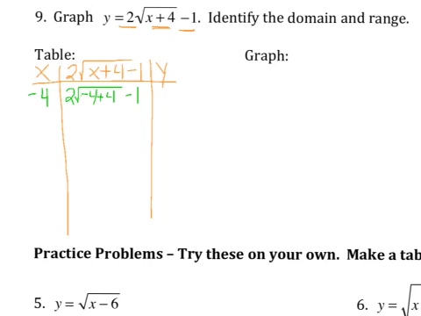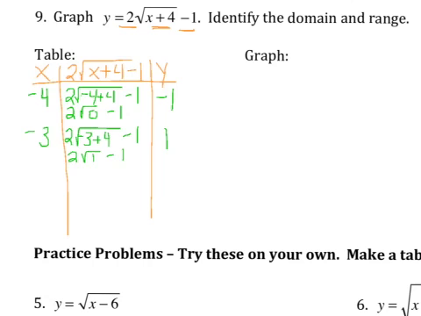So we have 2 times the square root of 0 minus 1. Well, 2 times the square root of 0 is 2 times 0, and then minus 1 would be a negative 1. The next number I want to plug in for x is something that will make the square root go to 1, so I'm going to plug in a negative 3. So here we have 2 times the square root of 1, which is 2. 2 minus 1 is 1.